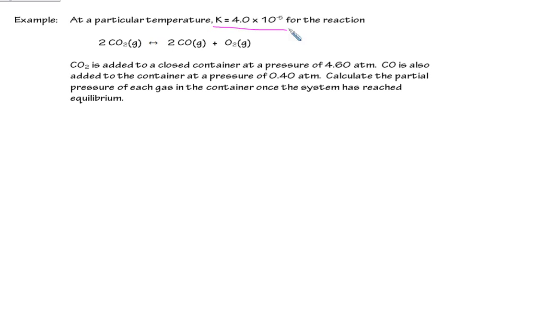Carbon dioxide is added to a closed container at a pressure of 4.6 atmospheres. Carbon monoxide is also added to the container at a pressure of 0.4 atmospheres. Calculate the partial pressure of each gas in the container once the system reaches equilibrium. Oh, I like this one. We haven't had one with gases for a while. So let's do the balanced equation: 2 carbon dioxide in equilibrium with 2 carbon monoxide and O2, oxygen gas.